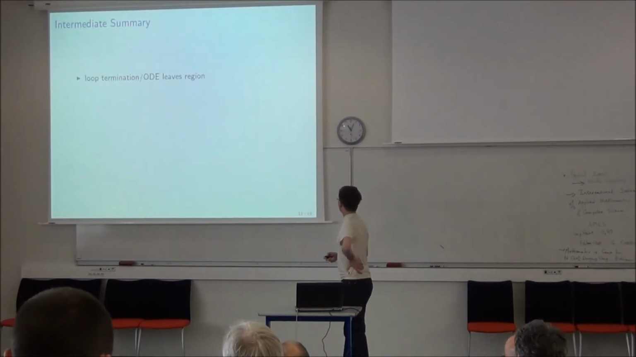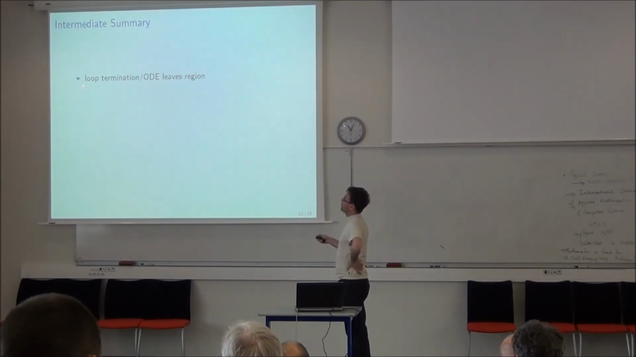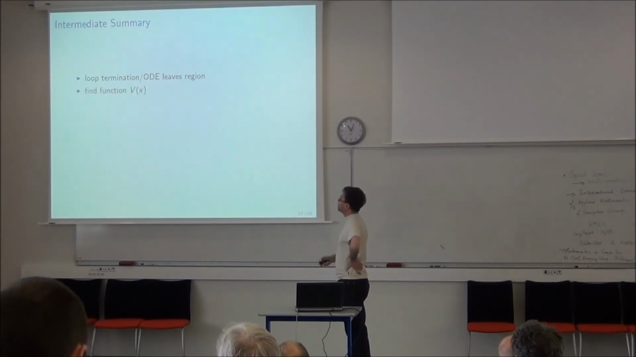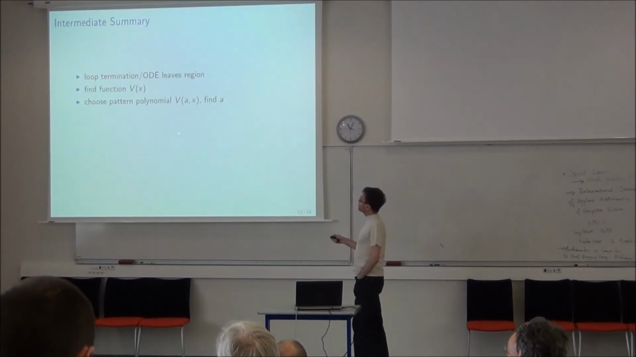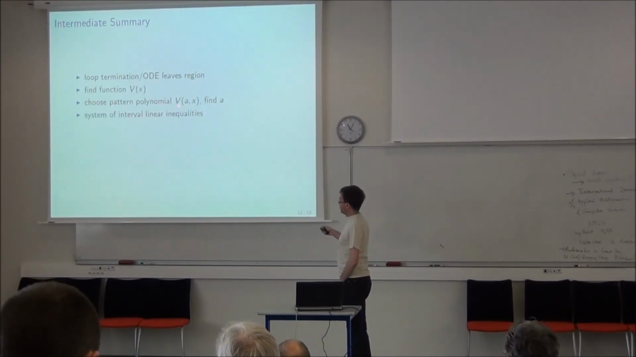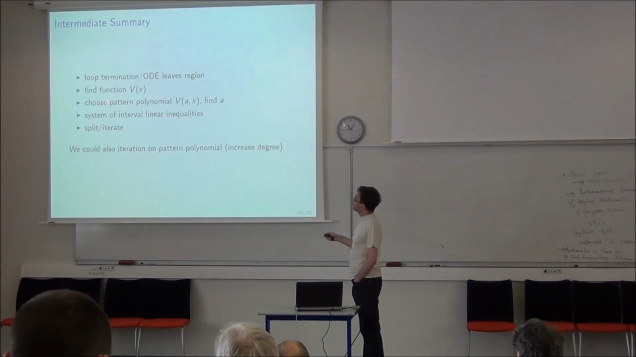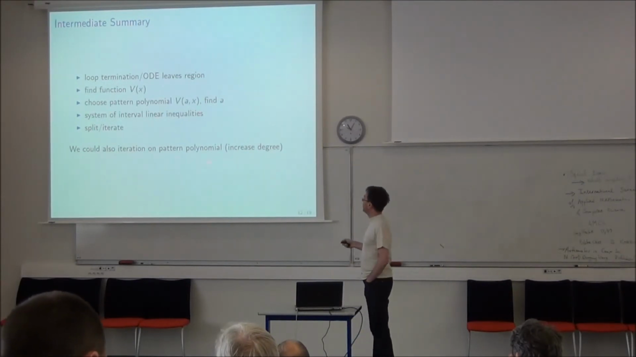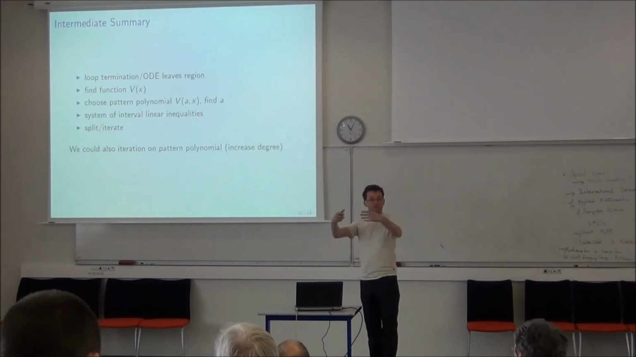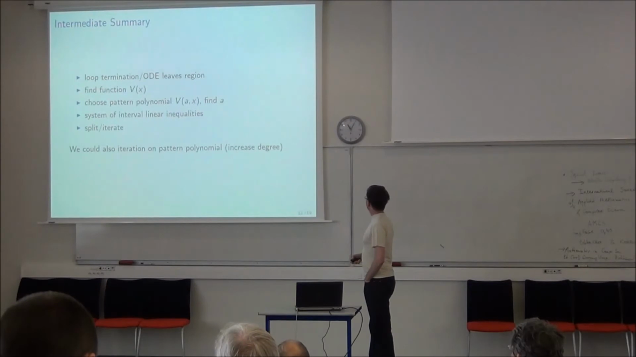So to summarize, just as an intermediate step, the main problem was to prove that a certain loop terminates or that an ODE leaves a region. This was done by finding such a function that will always decrease in the region. The method worked by first choosing a pattern polynomial and then reducing the constraint to a system of interval linear inequalities, and then by solving it, finding such an A. If the over-approximation was too big, we'll split the box, arriving at a more precise description of the constraint by interval linear inequalities, and then iterate. There is only a manual step in choosing this pattern polynomial. This could also be automated by starting with a small degree pattern polynomial and then iteratively increasing the degree. So I have a little bit of time left.